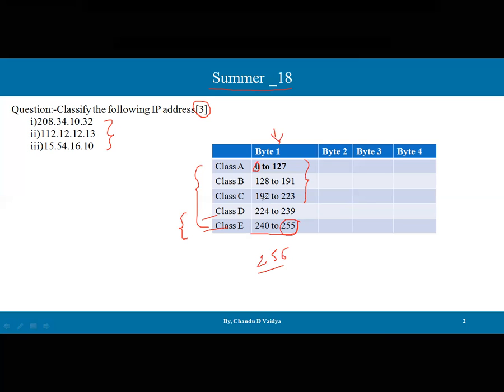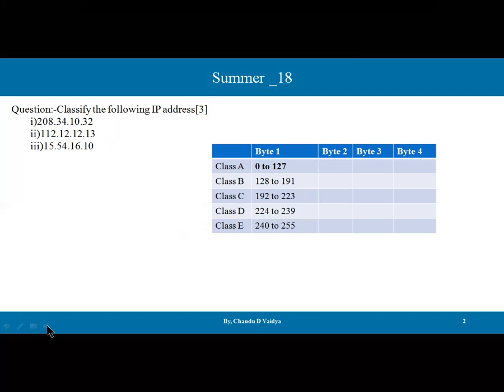This problem is related to IP version 4. So there are four octets, or four bytes: byte 1, byte 2, byte 3, byte 4, or octet 1, octet 2, octet 3, octet 4. In order to classify the addresses, we first have to focus on the first octet only, the first byte of that particular IP address. This is the prerequisite required to solve this problem. Only by looking at the first octet can we directly say the class.